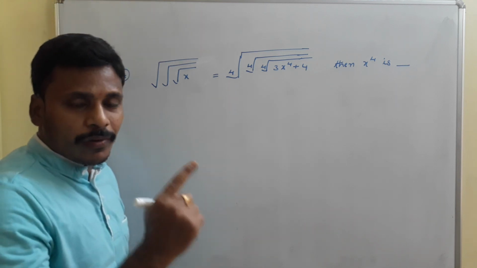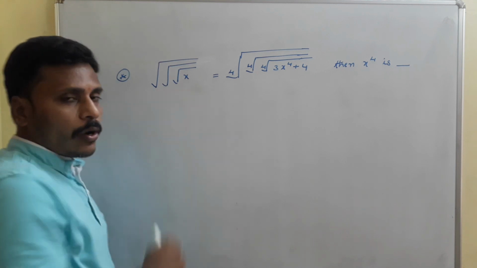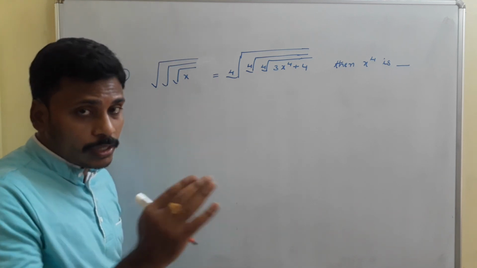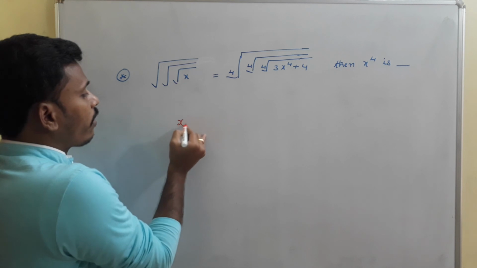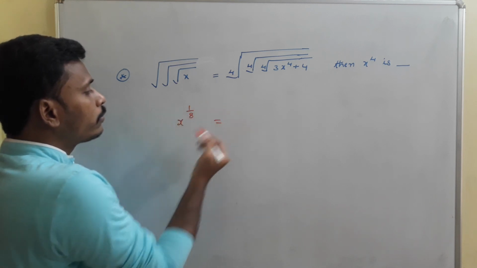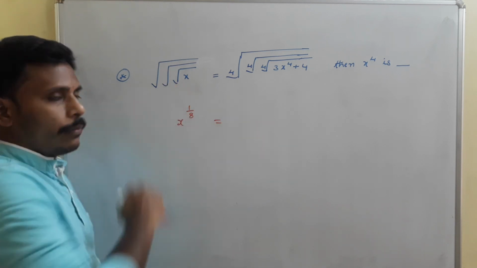One square root means power 1/2. Here there are 3 square roots, so you will get three 1/2s as a multiplication. So directly I will write it as x^(1/8): 1/2 into 1/2 into 1/2.